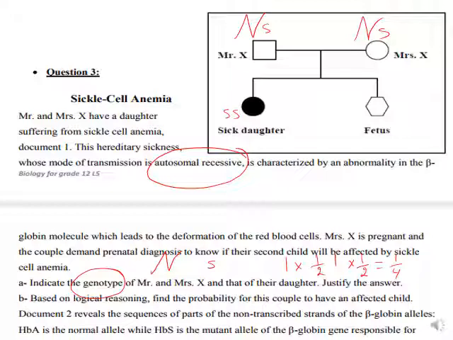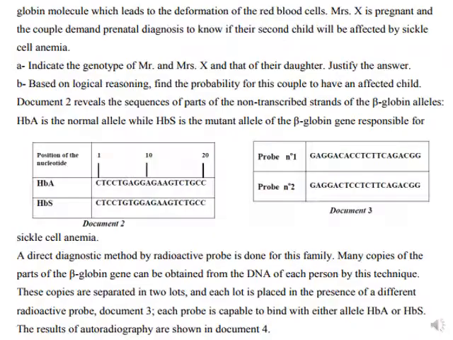Document 2, what does it reveal? It reveals the sequence of the part of the non-transcribed strand, the non-template, which is the coding strand of the beta globin alleles. HBA is the normal, and HBS is the mutant allele of the beta globin gene responsible for the disease and leads to the deformation of the red blood cells. Mrs. X is pregnant, and they demand prenatal diagnosis to know if their child is affected.